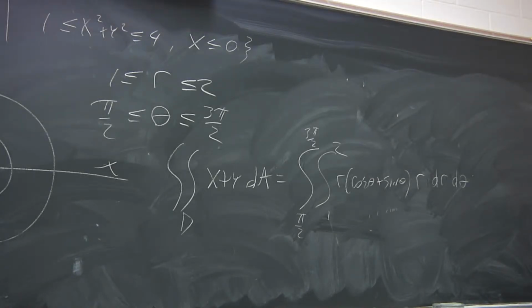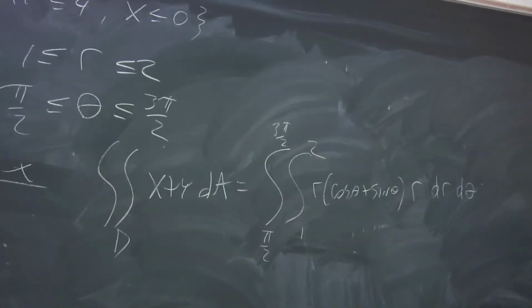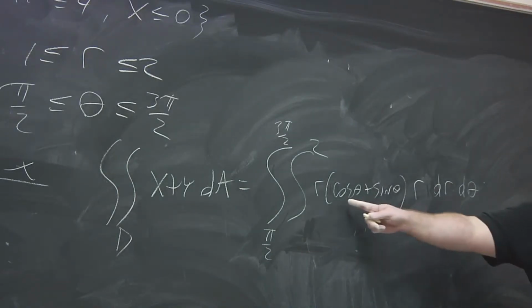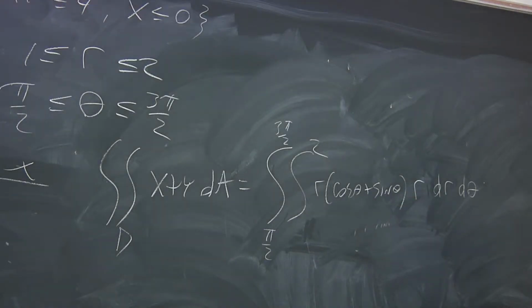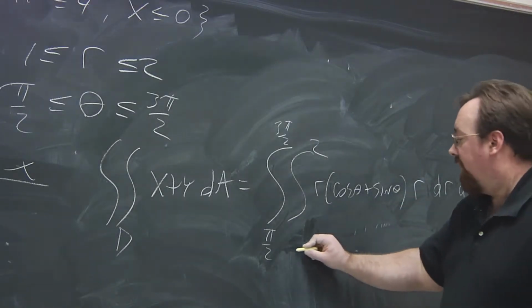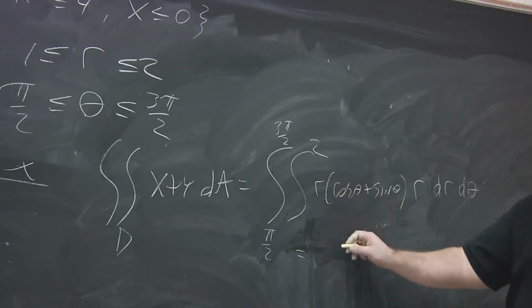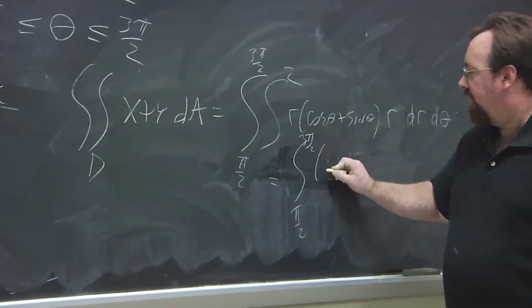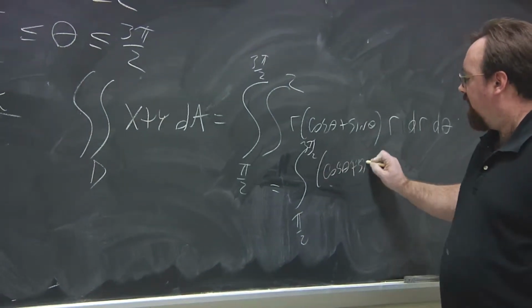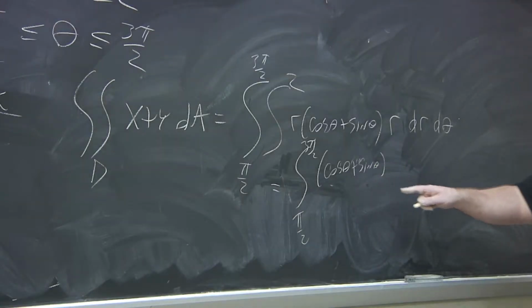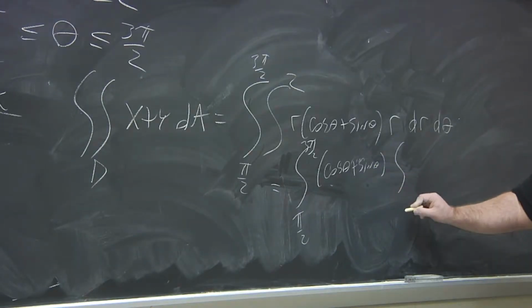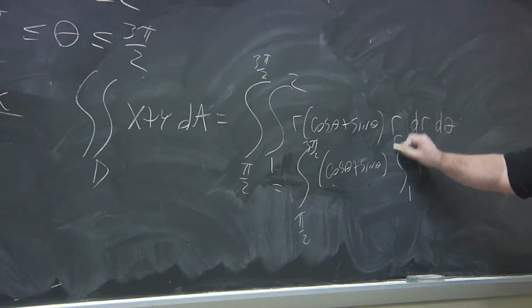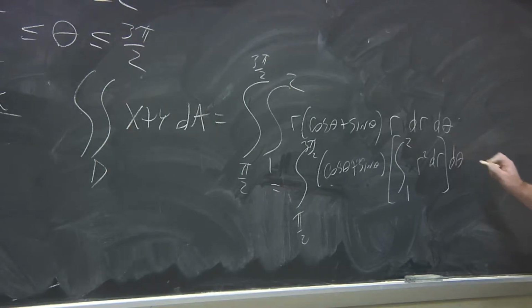All right. So now we can start evaluating this. Our inner integral is with respect to r. But here we have this factor, cosine plus sine. That just depends on theta, so we can factor it out. We can move it outside the inner integral. So we have pi over 2 to 3 pi over 2, moving a cosine theta plus sine theta out here. And then all we have left is the integral from 1 to 2 of r squared dr. So that's our inner integral, d theta.